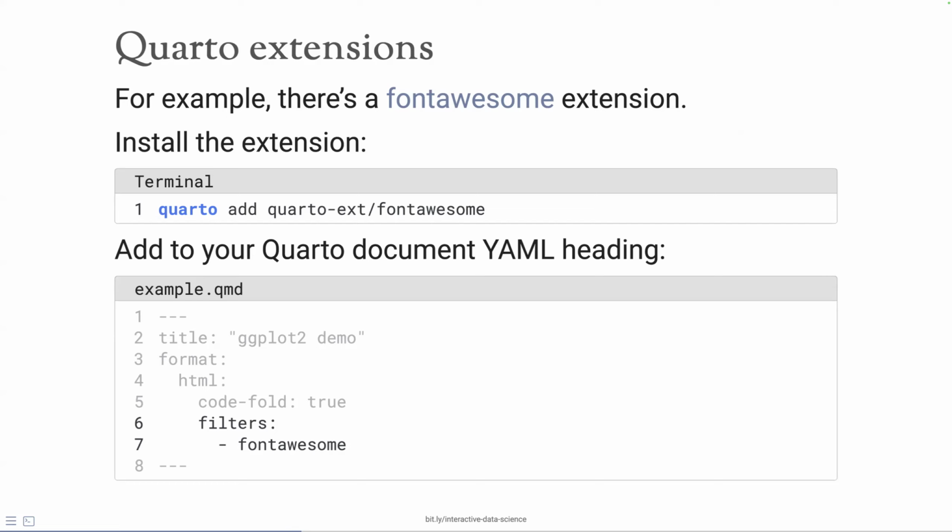But for the Font Awesome extension, you install it, you say quarto add quarto-font-awesome in the terminal. And then in your Quarto document, in the YAML heading, you add a filters option and then list out the different extensions that you want to include. So in this case, filters: fontawesome.